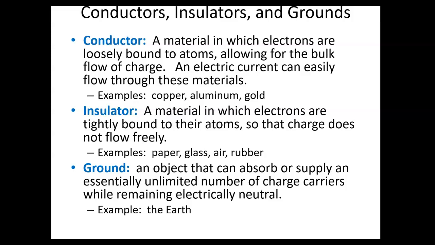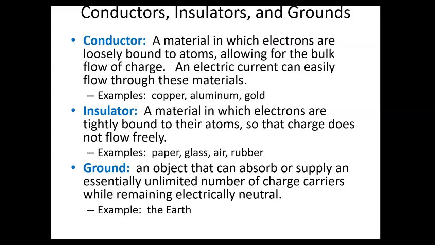An insulator is a material in which electrons are very tightly bound to their atoms, and therefore the electrons cannot flow very freely. The electron cloud might shift slightly, but the electrons cannot leave their atoms. Examples are paper, glass, air, rubber.